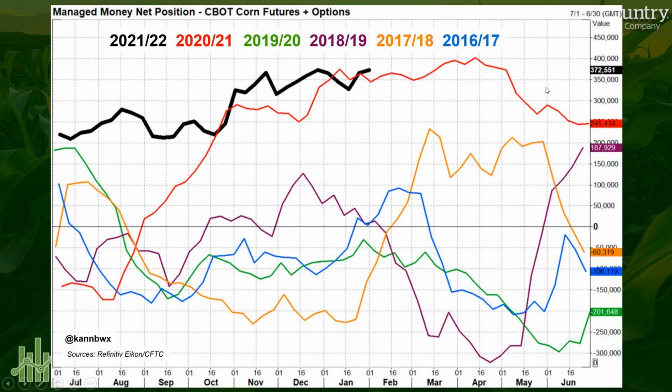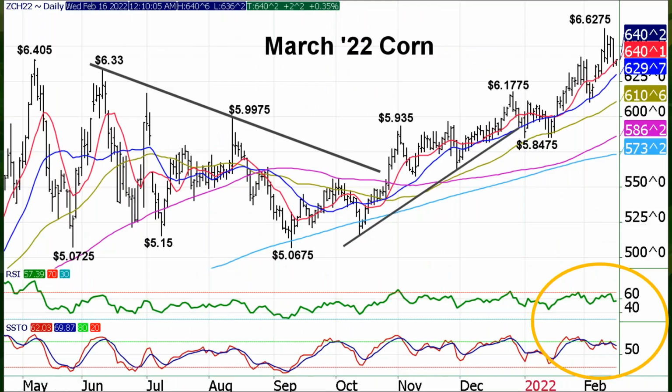But if we get the crop in the ground and it gets off to a good start, certainly they've got a lot of ownership that they could decide to liquidate. So to me, that's the biggest risk that we've got here as we head into spring and early summer. But the funds, again, are really responsible for the rally we've had here going back to fall.